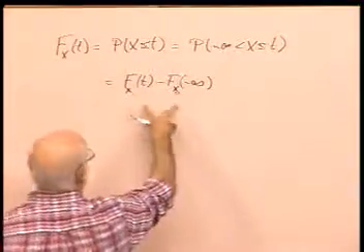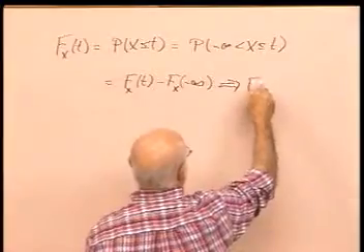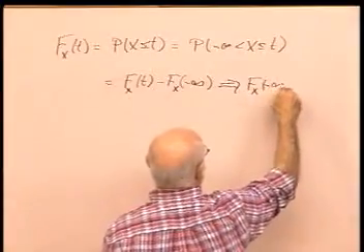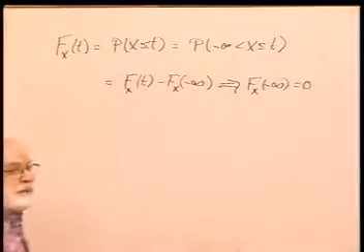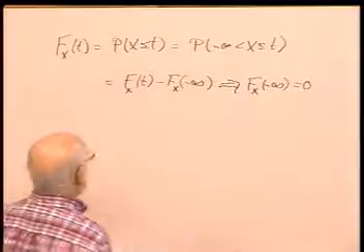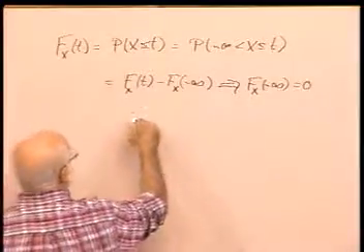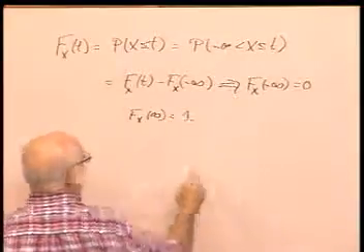But obviously, since this equals this, this implies that the distribution function of x at minus infinity must be 0. And similarly, if we plugged in a plus infinity here, we would know that the distribution function of x at plus infinity must be 1.